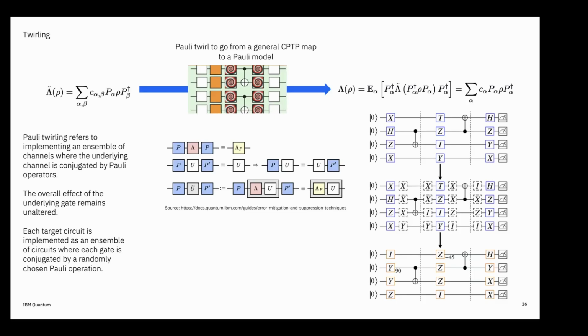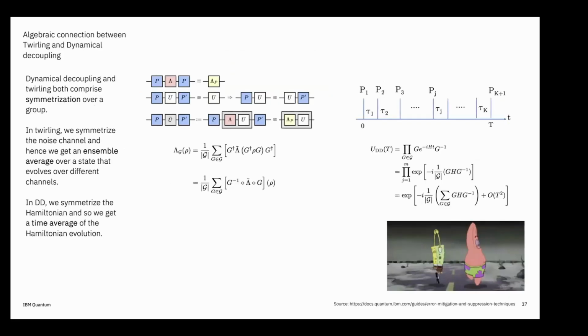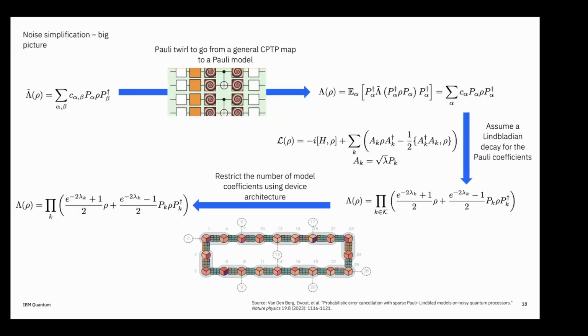Okay, now that we understand twirling, we will go back to the big picture, and hopefully the first line makes sense. We started with some general noise channel where we couldn't really make any assumptions. And now, because we did twirling, we are going to at least approximate our noise channel with something that has a diagonal Pauli transfer matrix and has a simplified form that looks like that. It is not quite the depolarizing channel, as I was telling you before, but it is simple.